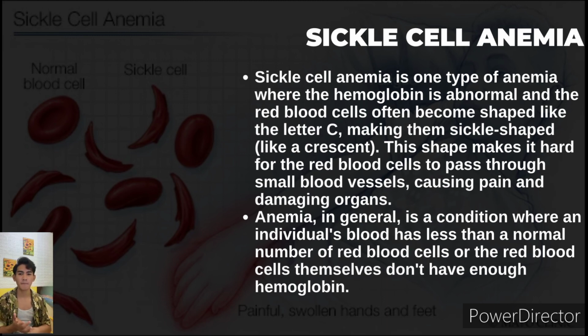Ayun. Kaya po siya nagiging C is because of abnormality of the hemoglobin. This shape makes it hard for the red blood cell to pass through the small blood vessels, causing pain and damaging organ. Kasi nga, pasi siya, more curvy siya. So, madami siyang tusok-tusok na nagiging. So, hirap siya makapasok sa mga small blood vessels natin.